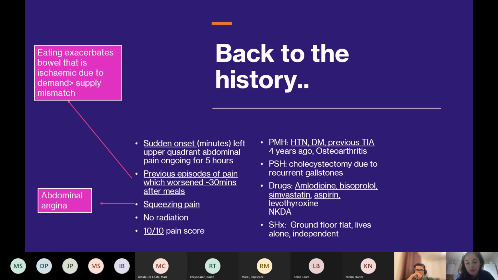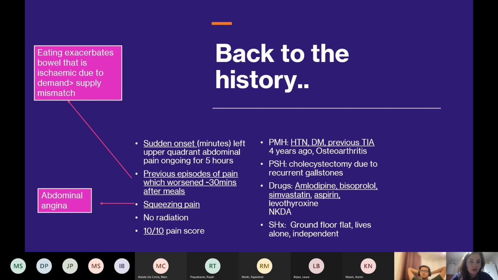The fact that it was sudden onset suggests an ischemic event. It would be the same with a myocardial infarction: sudden onset, severe pain, and then it's squeezing in nature, which is also indicative. And then they've got all the classics of cardiovascular disease in their histories: hypertension, diabetes, previous mini stroke, and then they're on a whole bunch of medications as well. So you also want to think about which medications you're going to stop and which you're going to continue.